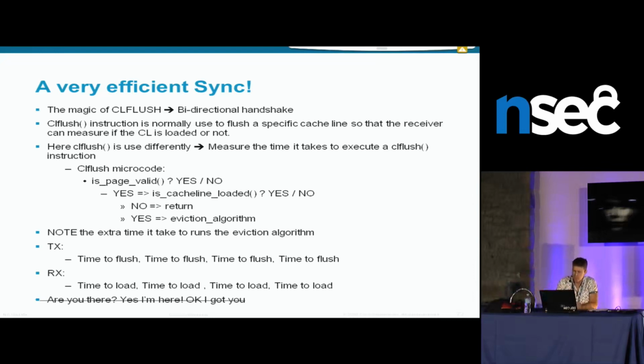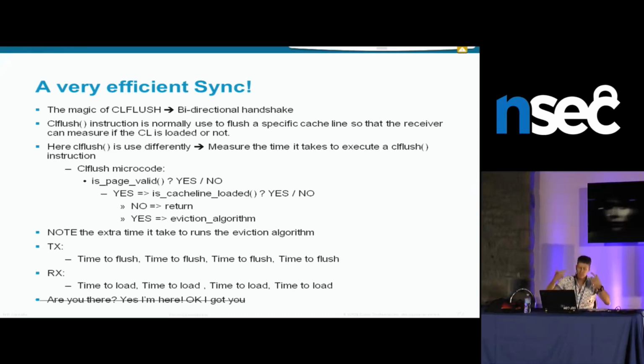I'm implementing a bidirectional handshake with this one. The CL flush instruction is an x86 instruction. This thing is normally used to flush a specific cache line so that the other guy that is running on the other side can measure if that cache line is loaded or not. So here, the idea I had is I'm using CL flush in a different fashion. Instead, I'm measuring the time it takes to run the CL flush instruction.